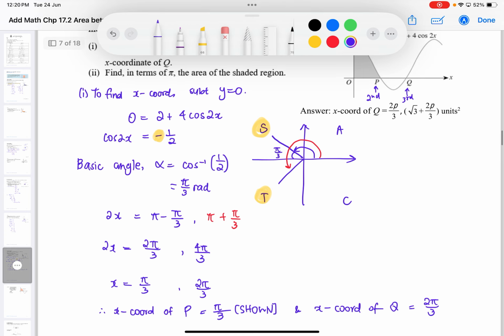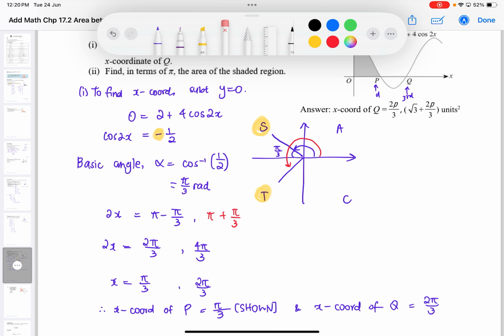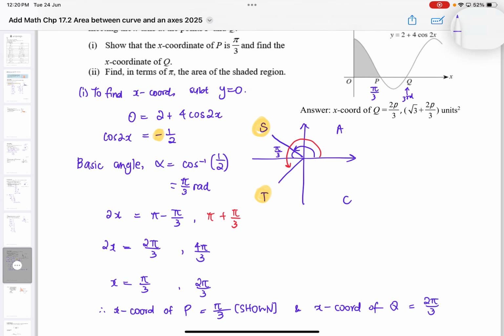Done. Okay, then for part 2, find in terms of pi the area of the shaded region. The question is designed in a way that even if you cannot do part 1, you still can do part 2. Because you already know that the x coordinate of P is pi over 3, so you can still integrate from 0 to pi over 3 and find the shaded region. So in the exams, even if you can't do part 1, you can do part 2.